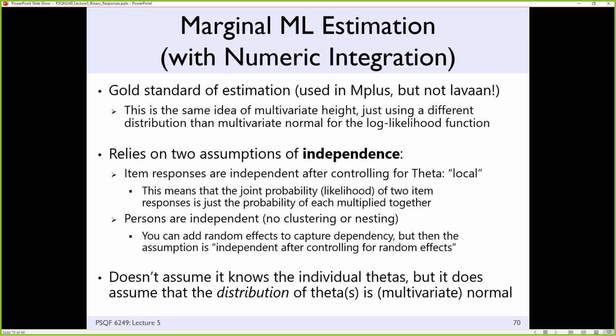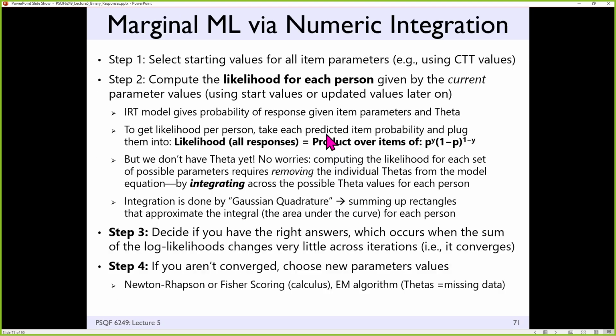They rely on two assumptions of independence. So after you control for theta, or however many thetas you have, the responses are supposed to be independent, and people are supposed to be independent as well. If neither of those is true, then we have to change the model to make it work differently. So we don't need to know the individual thetas, but we do need their distribution in order for this to work.